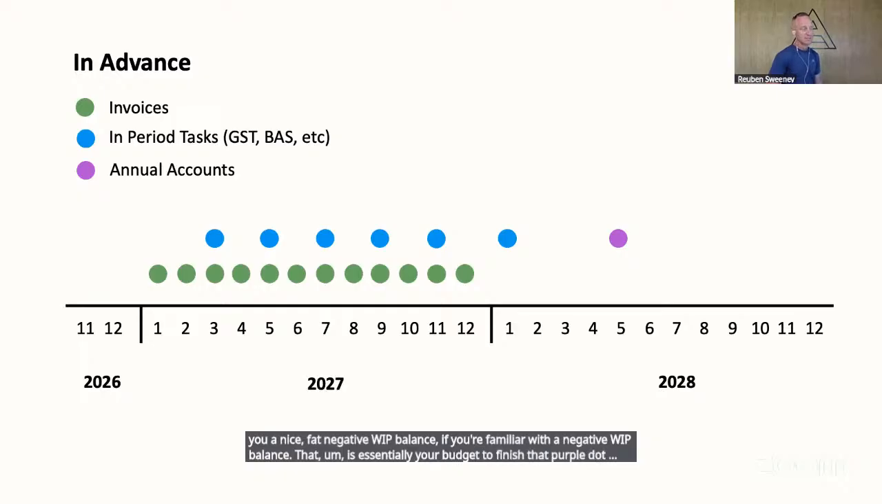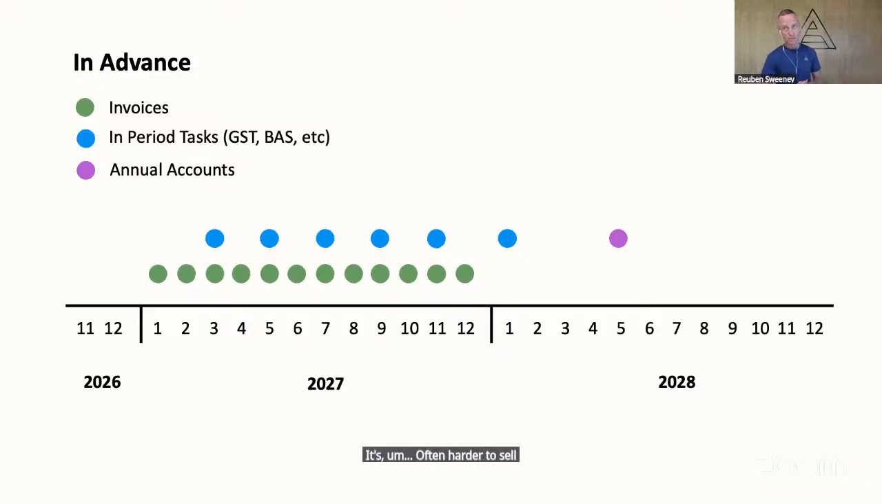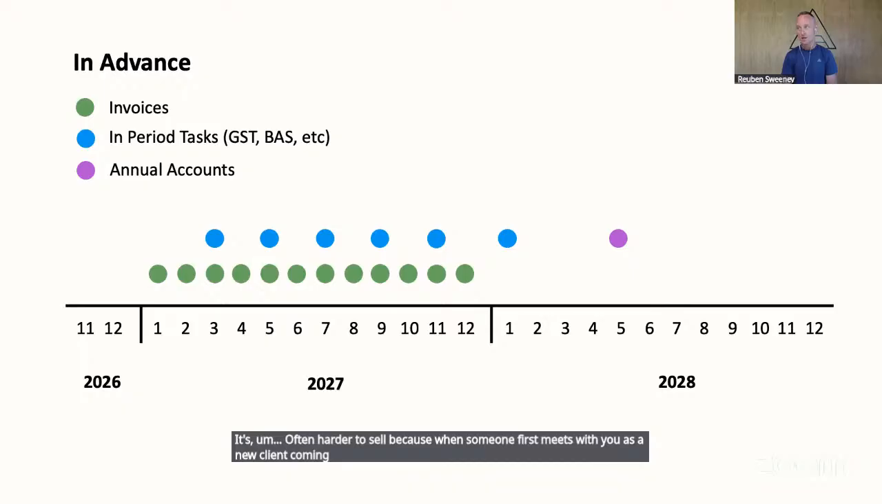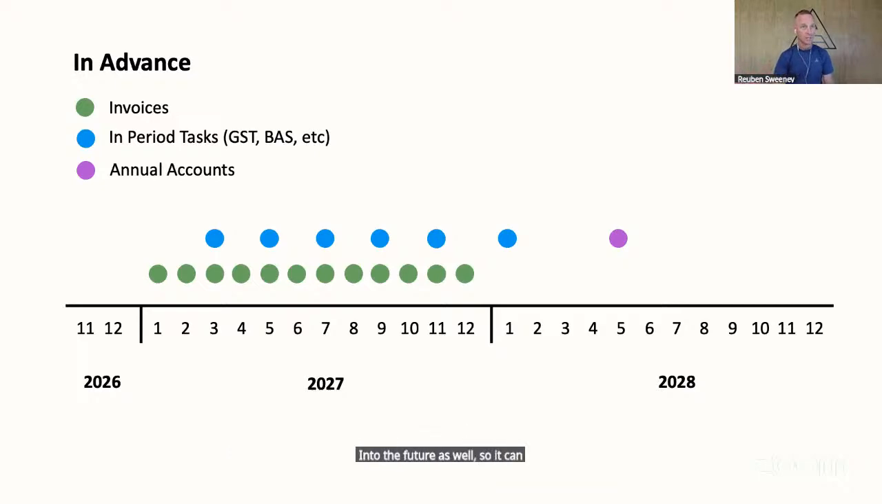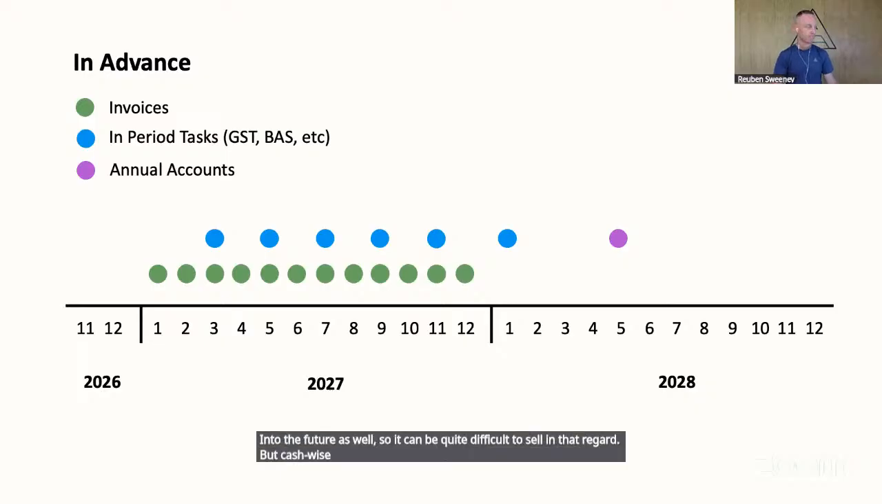So that's in advance. It's often harder to sell because when someone first meets with you as a new client coming on board, they may be used to paying in arrears with their previous accountant, so they've just paid for accountants probably, and you're asking them to start paying you kind of backdated to the financial year and then into the future as well. So it can be quite difficult to sell in that regard, but cash-wise, it's the best because you get paid well ahead of when you do the meat of the work.